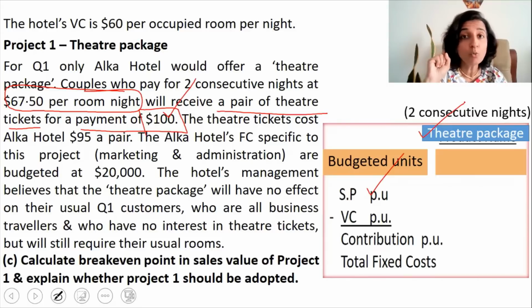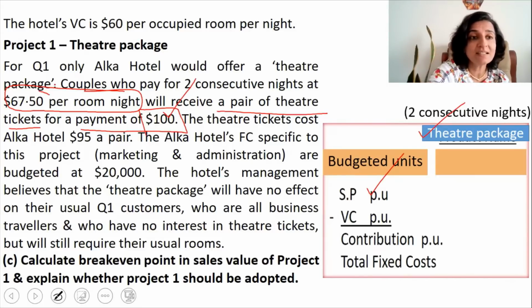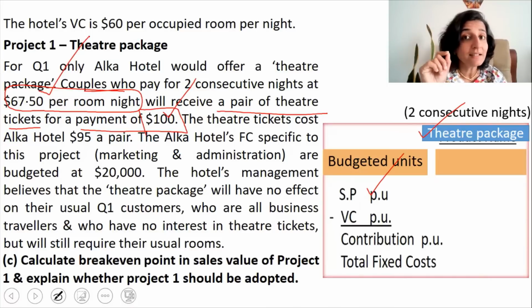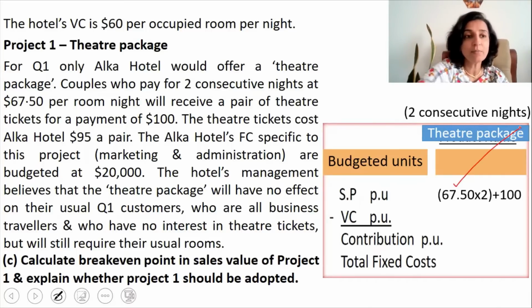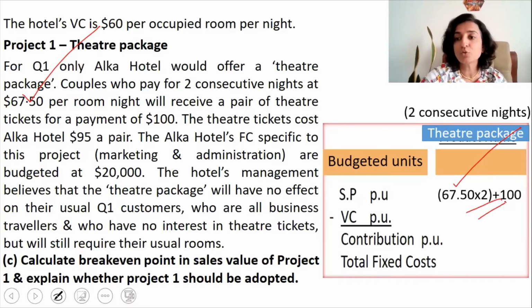So what is the selling price for the theater package? First, they get the room rent for 2 nights, that is 67.5 into 2, plus Alka Hotels get the theater ticket price of $100. So the selling price will be 67.5 into 2 plus 100. 67.5 is the room rent for 1 night. And since it is for 2 consecutive nights, we have to multiply it with 2 plus 100. 100 is nothing but the payment for the theater ticket. So we've got the selling price for the theater package.